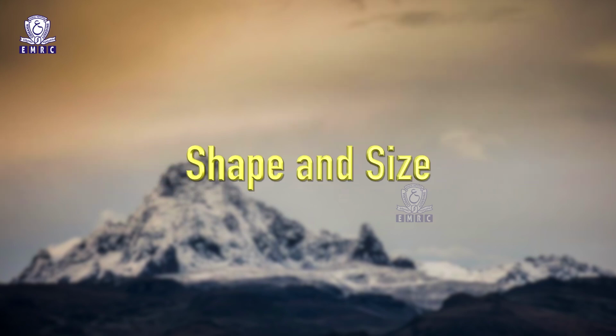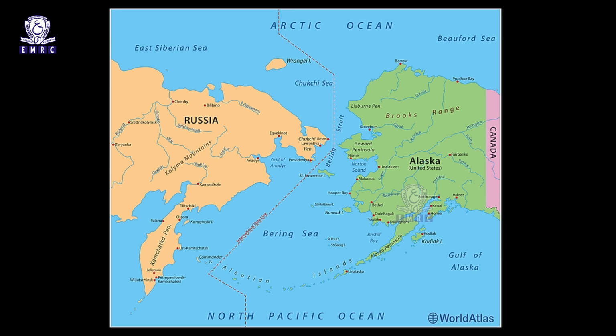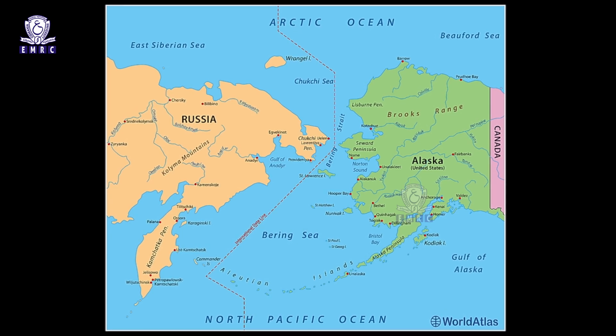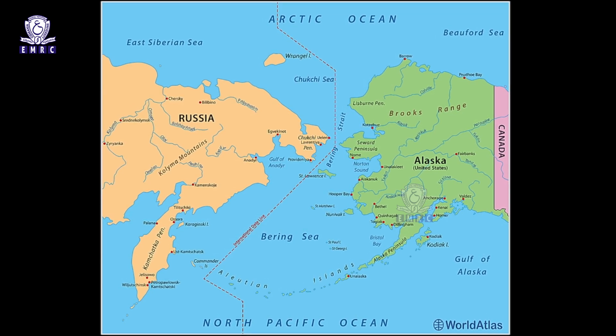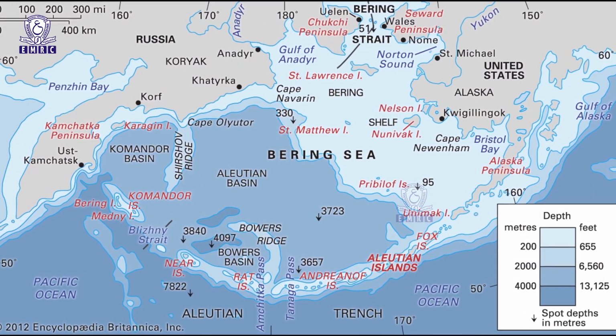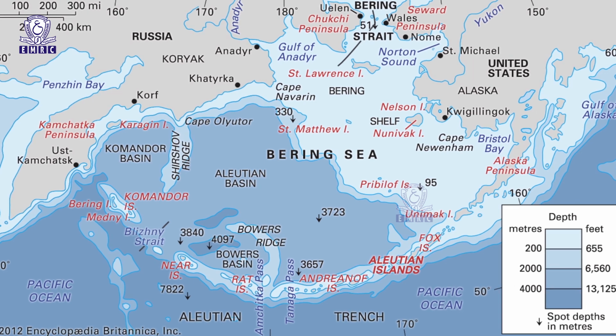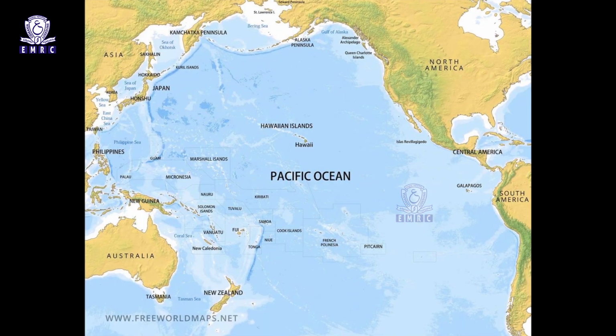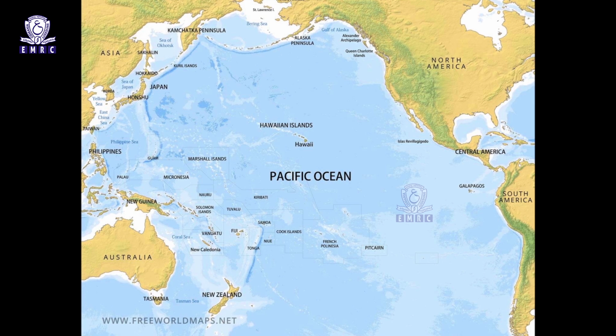Shape and size. The Pacific Ocean, covering one third of the area of the Earth, extends from the coast of Asia in the west to America in the east, which covers around 16,093 kilometers, and from Bering Strait in the north to the Cape Adare in the Antarctic continent in the south, which covers around 14,966 kilometers. The average depth of the Pacific is about 5,000 meters.